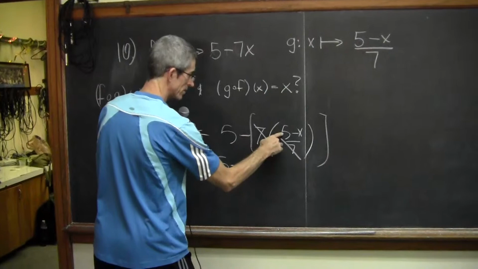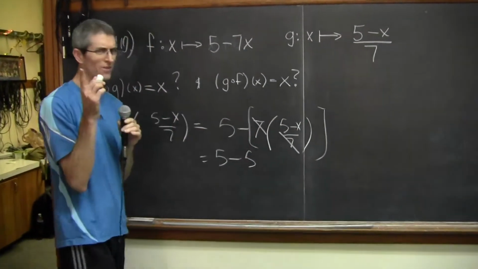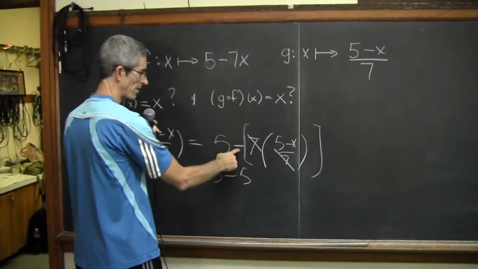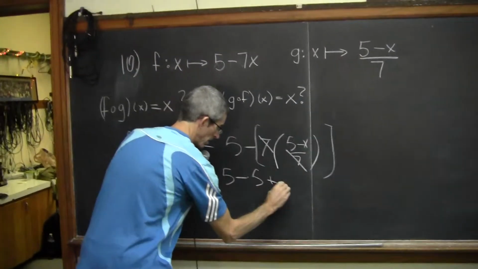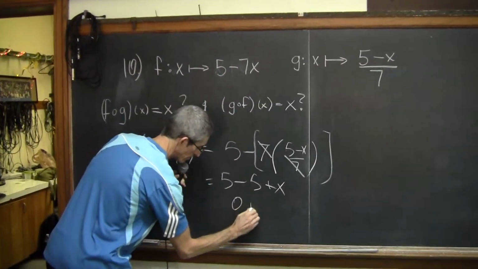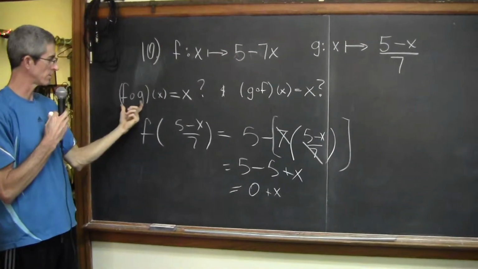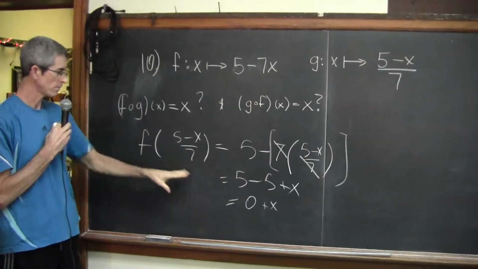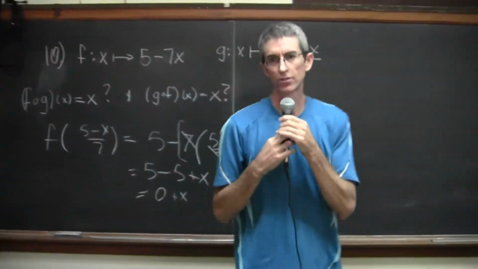5 minus 5, and then minus a minus. That's the one that everybody got wrong on the test. When they distributed that minus to the second part, they forgot to do that. So that should be a plus x. And then sure enough, 5 minus 5 is 0, plus x. So the first half worked out. When I did the composition, f and g, it added off. Everything crossed off and I just had x. Let's try the other side, make sure that works.